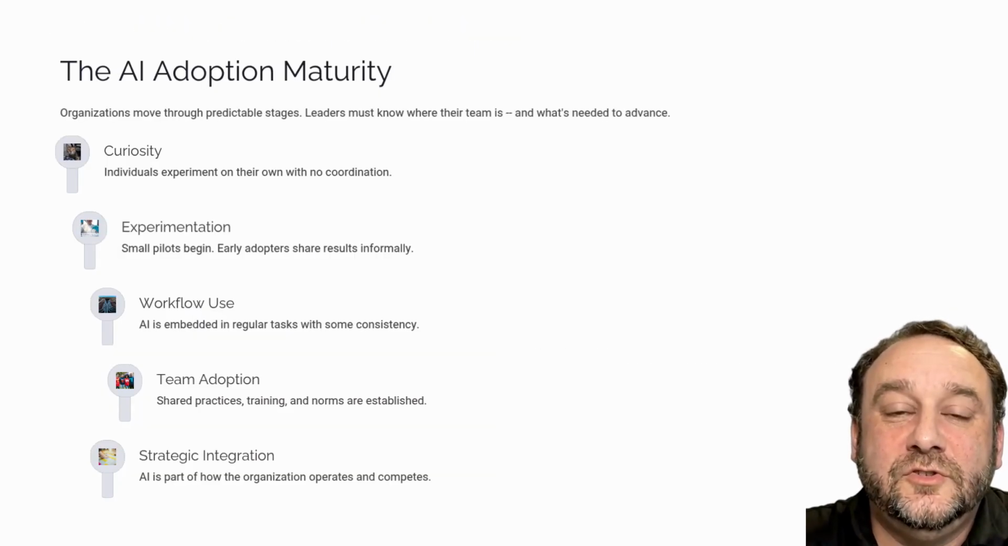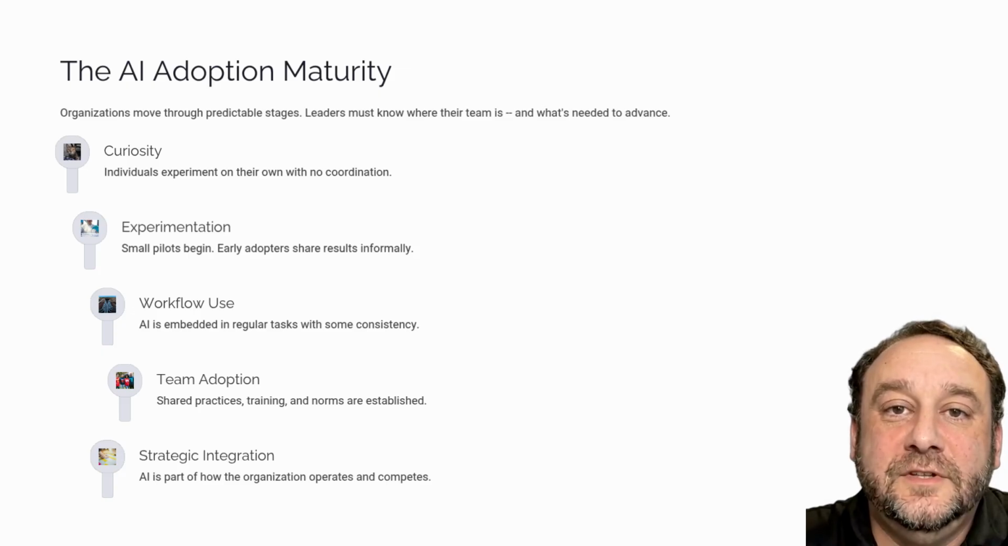AI adoption usually develops in stages. The first stage is curiosity, where people are aware of AI but not yet using it consistently. The next stage is experimentation, where individuals try tools on their own and begin to discover what works. From there, teams move into workflow use, where AI is applied more intentionally to recurring tasks. The next stage is team adoption, where practices begin to spread across a department. Finally, organizations reach strategic integration, where AI becomes part of how the business operates more broadly.